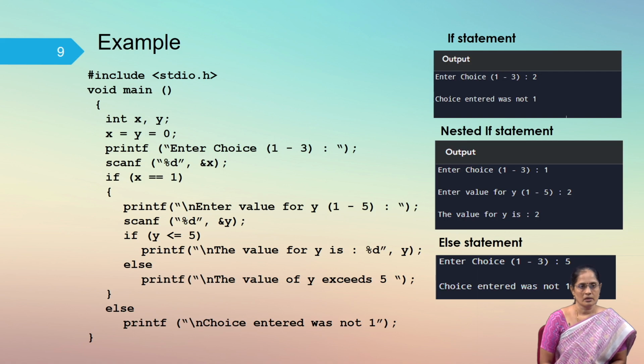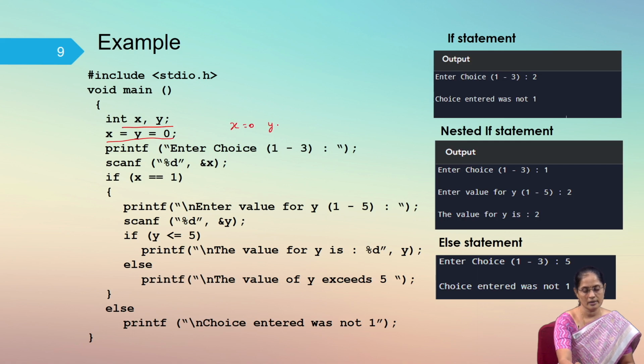Let us take one small program in which we have a main function and we are declaring two integer type variables x and y, and assigning the value 0 to them initially. The first two statements show x and y declared as two integer variables and both assigned the value 0. This statement can be broken into two statements as x equal to 0 and y equal to 0.